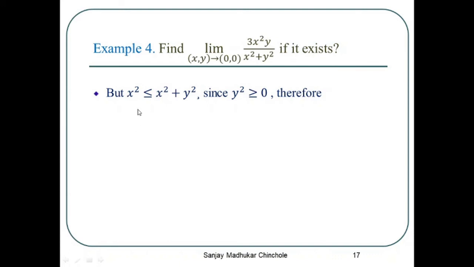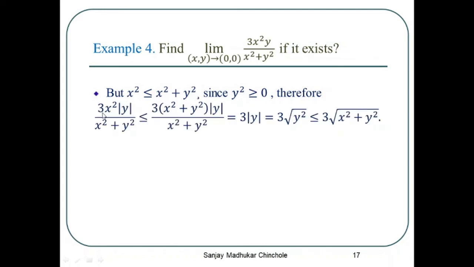But x square is less than or equal to x square plus y square, because y square cannot be negative. Therefore, 3x square mod y upon x square plus y square is less than or equal to, you can replace x square with x square plus y square here. What you get? 3 times x square plus y square times mod y upon x square plus y square. Again here x square plus y square get cancelled. We will get just 3 times mod y.